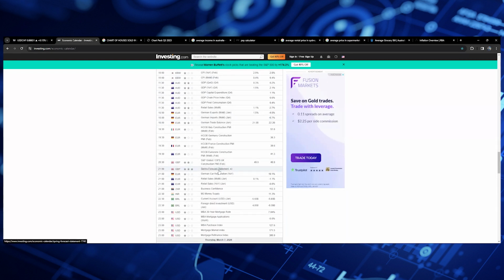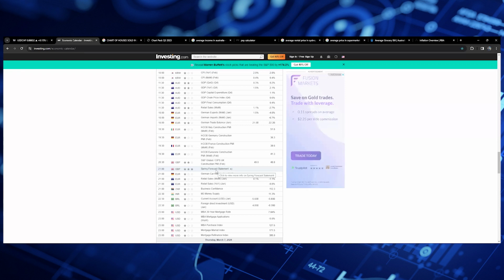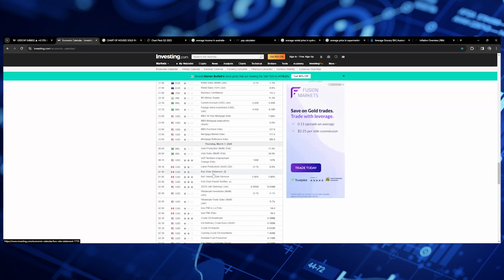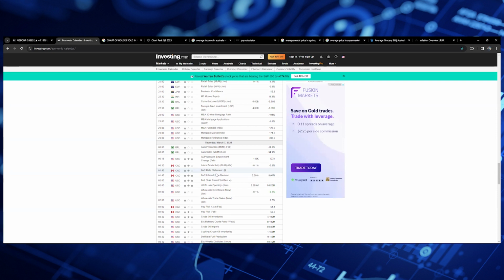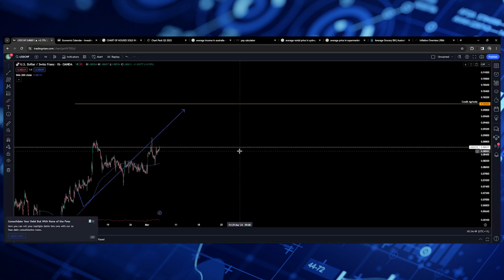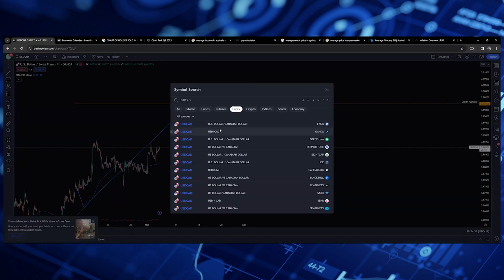And there's a spring forecast statement from the UK that we're going to have, from the Fed as well. We're also going to have, on Thursday, the Bank of Canada interest rate decision. That's going to have pretty high importance for the market. I'm going to touch base on this now. So if you look at USD CAD, right?